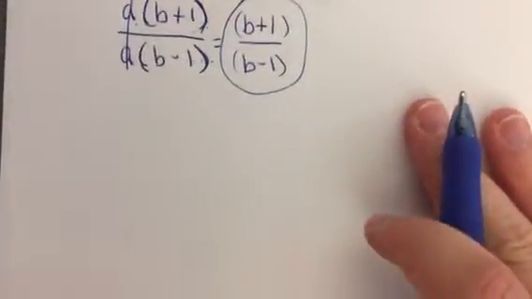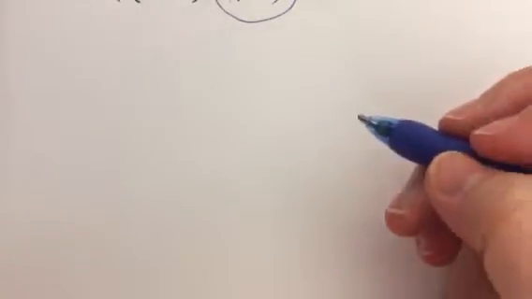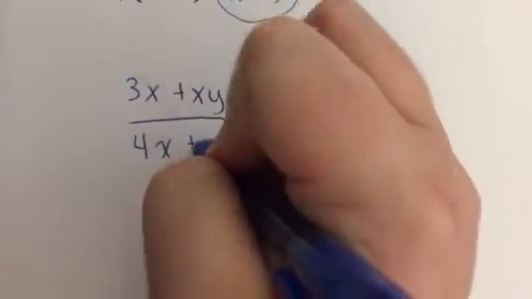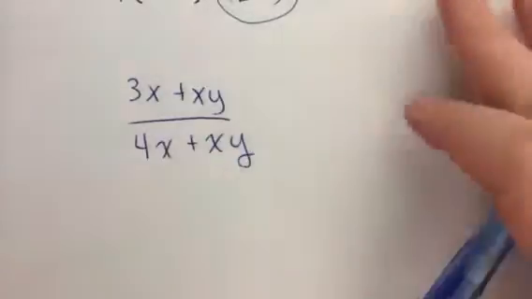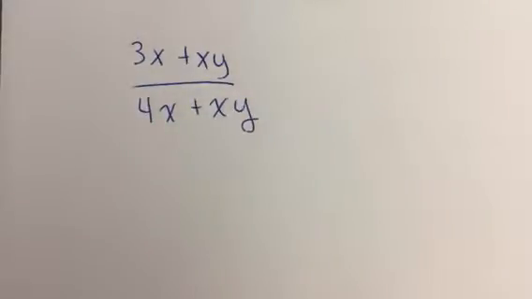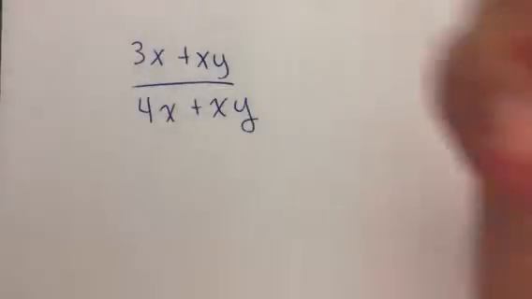Now, of course, sometimes you are going to be given rational expressions that have not been factored for you. So let's look at one of those. If I have 3x plus xy over 4x plus xy. Okay, so we're going to have to review just a little bit of our factoring. Hopefully that will come back to you fairly quickly.